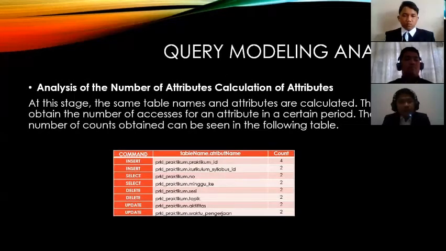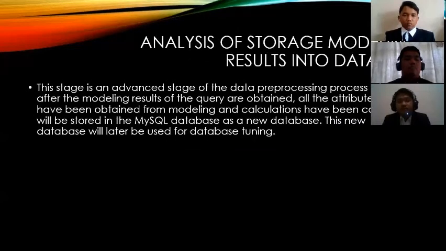Next, analysis of the number of attributes, the calculation of attributes. The same table and names are calculated, and we can see the picture. The aim is to obtain the number of accesses for each attribute in a certain period. The number of accesses obtained can be seen in the following table.